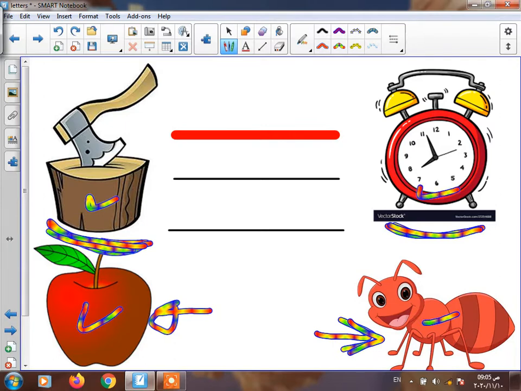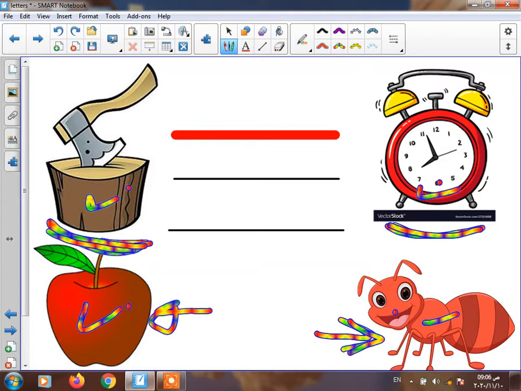Start with sound what, KG2? Yes, start with sound A. KG2, who can tell me? Start with letter what? Axe, apple, and alarm start with letter A. KG2, letter A, sound A. Repeat after me. Letter A, sound A.